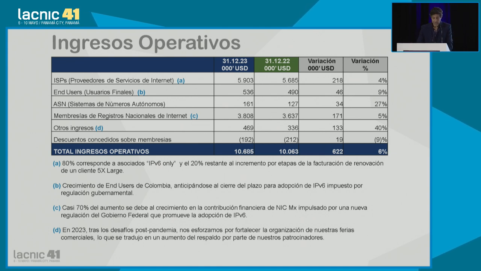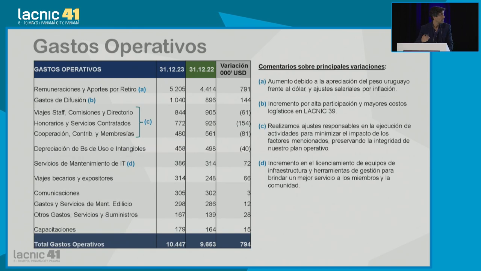The increase in the financial contribution of the ASNs comes from NIC Mexico. The National Internet Registry comes from Mexico. And the increase in other income is due to the income of other sponsorships, for example, the support of our sponsors in response to the strengthening of our trade shows.